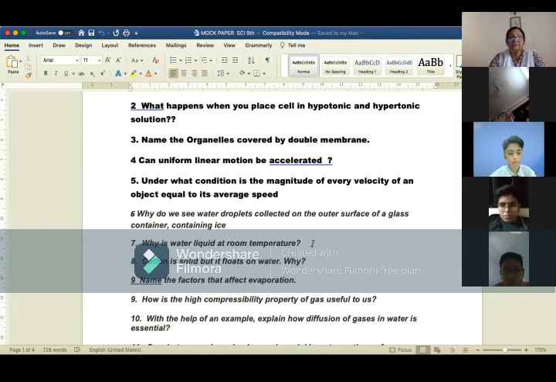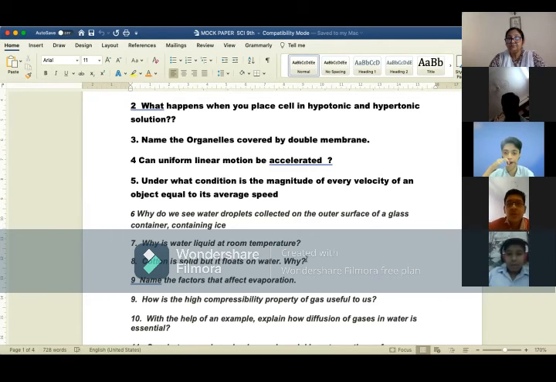Have you understood? So next is: cotton is solid, but it floats on water. Why? Ma'am, because cotton has tiny pores present in it. No, what it has got to do with tiny pores, this question is wrong. Cotton is solid, but this question is wrong. Why? Ma'am, because cotton absorbs the water and shrinks in the water.